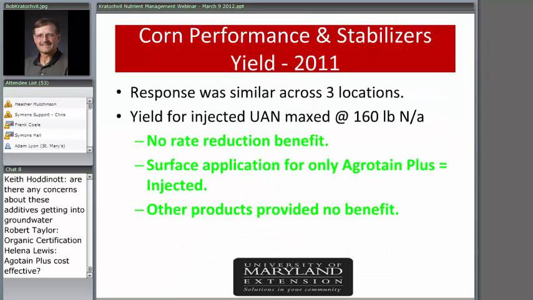And in 2011, we saw a similar response across all 3 locations, so we've looked at things averaged over the locations. In this case, our UAN injected maxed our yield, or we maxed yield at 160 pounds of N per acre for UAN injected. There was no rate reduction benefit with any of the products. Surface application for only one of the products, in this case it was Agrium Plus, was comparable to the injected application, and the other products provided no benefit whatsoever.